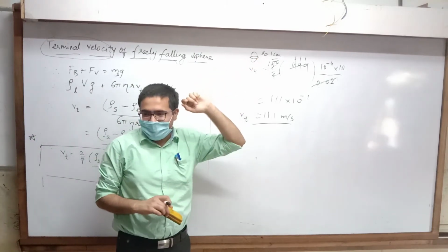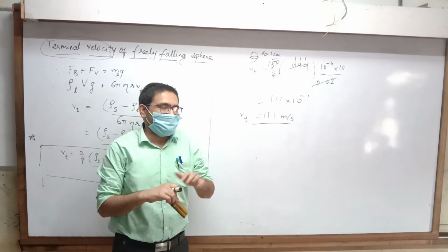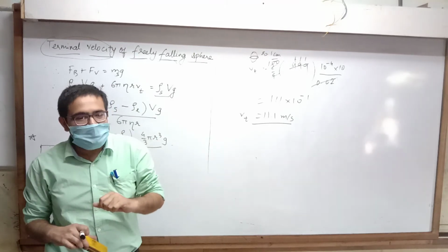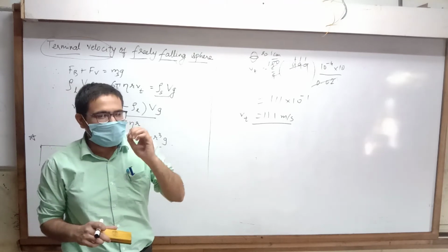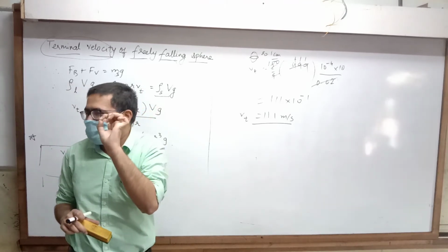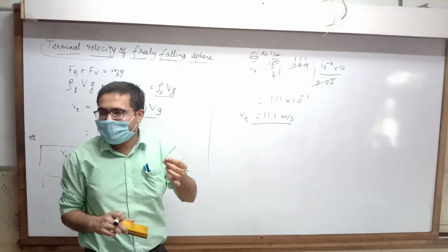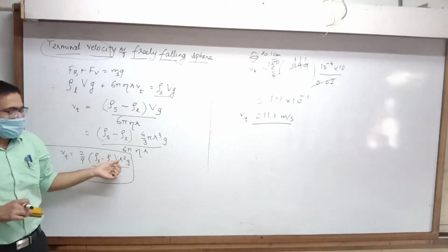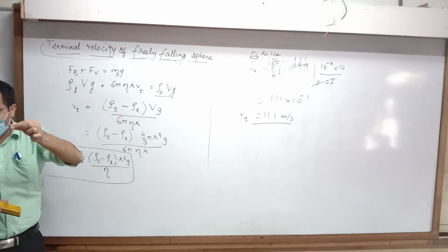If it's even smaller, have you noticed that smaller raindrops fall slowly? Yes or no? Yes. Have you seen sometimes that when there's a very light drizzle, there are tiny water droplets floating around? It's because their radius is so small that their terminal velocity is really very less. Correct?